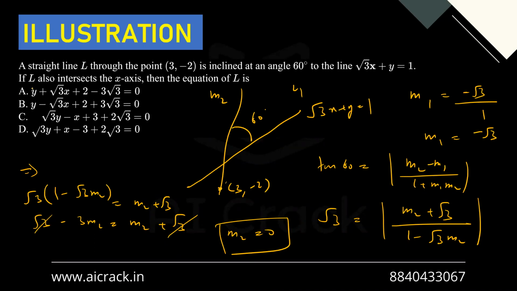Now, but that is not possible. Why? Because L is also intersecting the x-axis. In case the slope is equal to 0 and this line is passing through (3, -2), in that case it won't be intersecting the x-axis. So that's why this slope would be rejected. Now you'll have to take the other case with minus root 3 and you'll find the answer with that one, right? You can do that calculation afterwards.